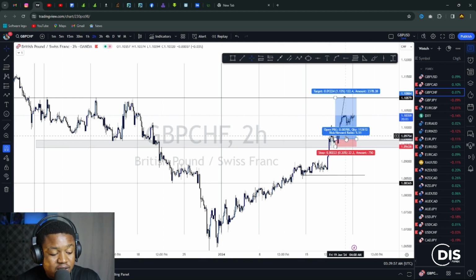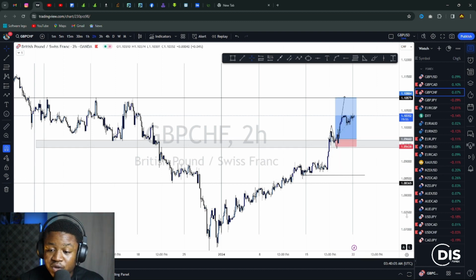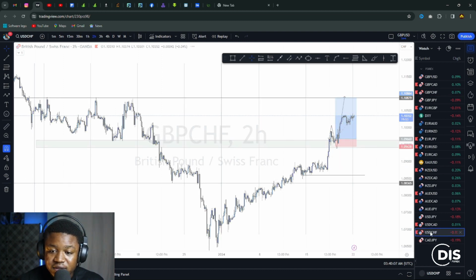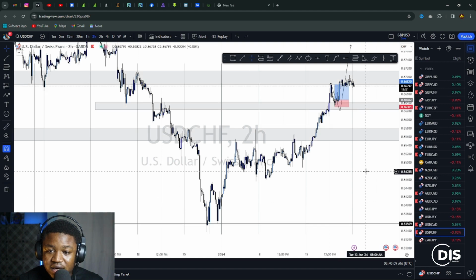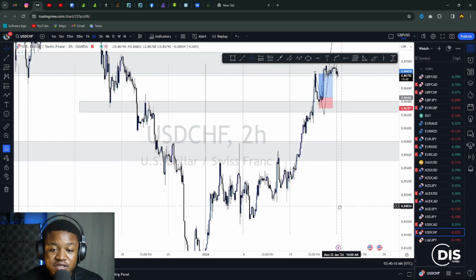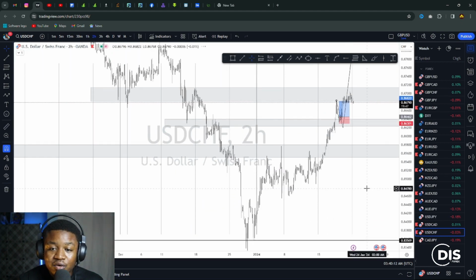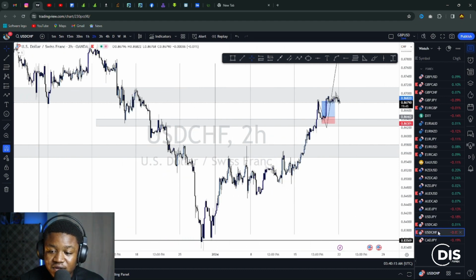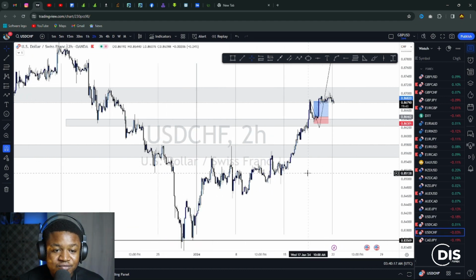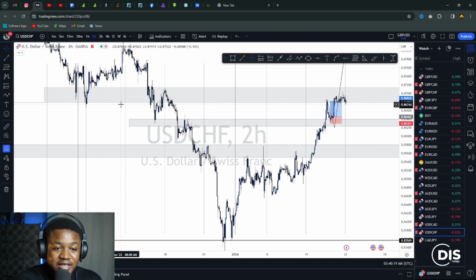So that's it. And then the last pair, which I entered all the trades on the same day, same hour, same time. So USD CHF, here it is. Oh goodness, I love this. Same thing. Can you see a similar thing on this pair as GBP CHF? This is USD CHF. Very similar thing. Market came here, broke it, retested, came back all the way.